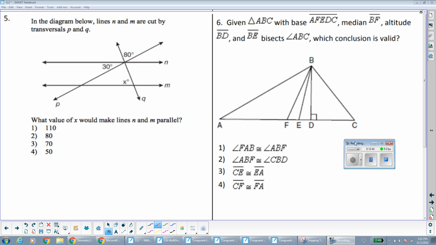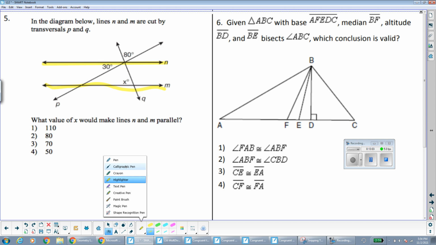So let me highlight my parallel lines. Well, not my parallel lines, my lines that I want to show are parallel. And so now that I have my lines that I'm showing are parallel highlighted, that's just going to make it a little bit easier for me to see what's going on.